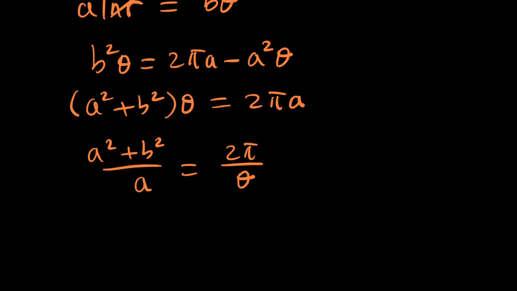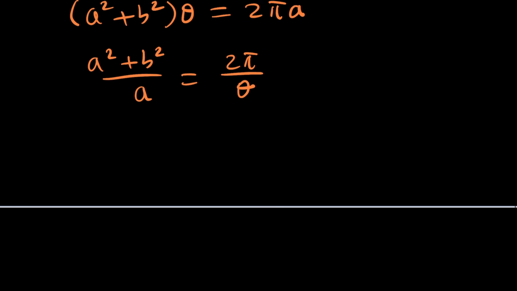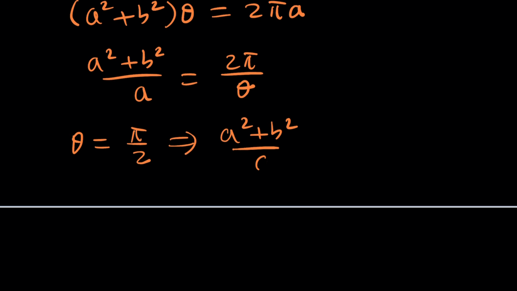So at this point, you might assume something like, okay, what if theta is something, right? We can make some assumptions. And that's going to give us some interesting cases. Let me show you. For example, suppose, and again, we need to make an assumption so we can get a somewhat nicer equation, suppose theta is equal to pi over 2. From here, we get a squared plus b squared divided by a equals 2 pi divided by pi over 2. As you know, this is equal to 4 because pi is going to cancel out.